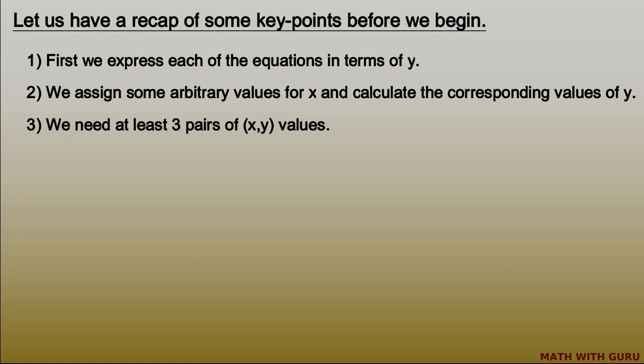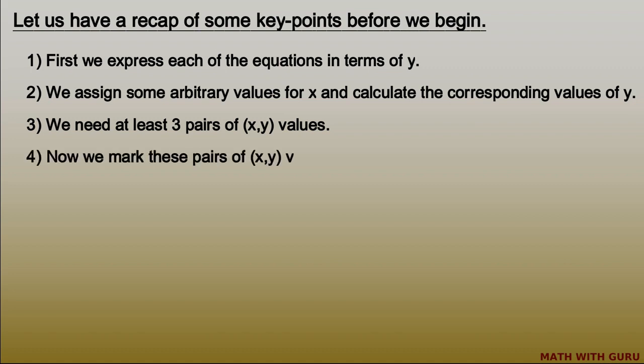If the 3 points corresponding to the 3 pairs of xy values are collinear, then our calculation is good. Otherwise, if the 3 points are not collinear, it means we have made some mistake in our calculation and we need to rectify it.